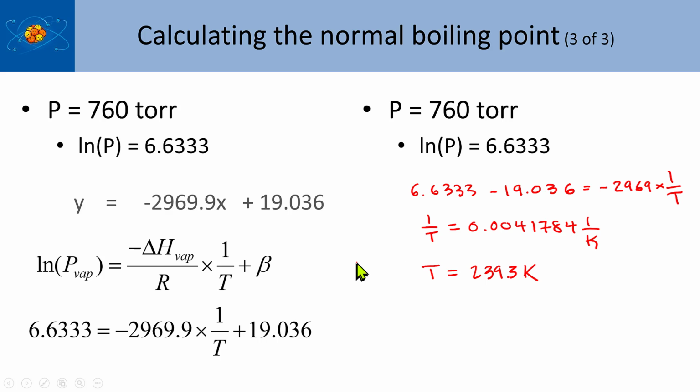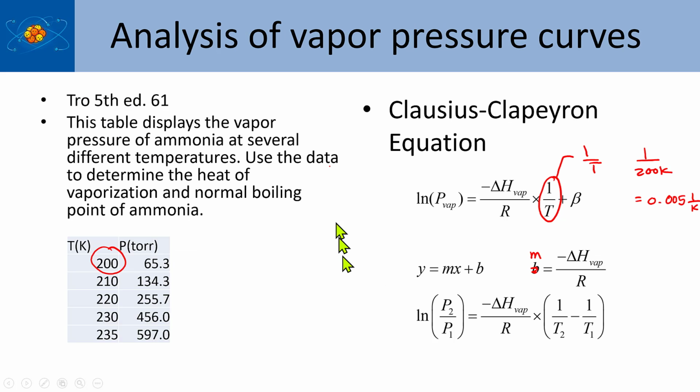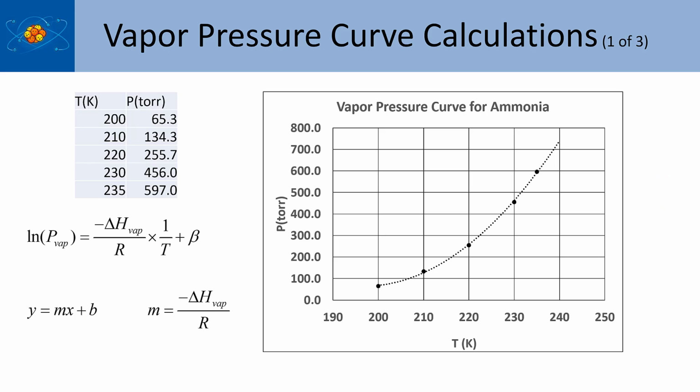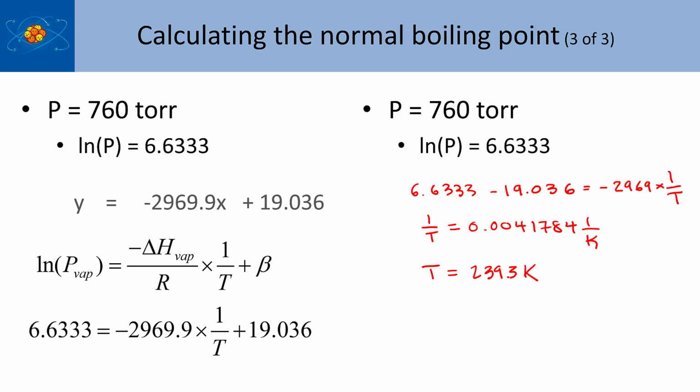Now let's go back and see what the question really wants. Yeah, it doesn't say to do it in Celsius, so that would be the answer to the problem. So that is the temperature at which the ammonia boils when its vapor pressure is 760 torr. That defines its normal boiling point.